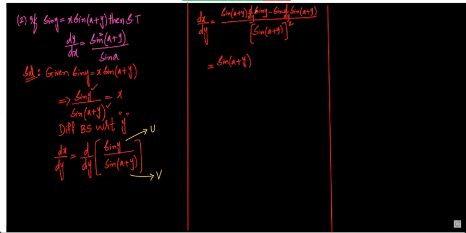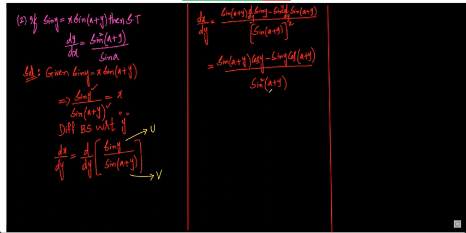एक्सटर्नल है. d by dy of sin y is cos y minus sin y as it is, sin y है ये, this is sin y, and d by dy of sin of (a plus y), sin का differentiation cos of (a plus y), divided by it is square will take inside, that is sine square of (a plus y).